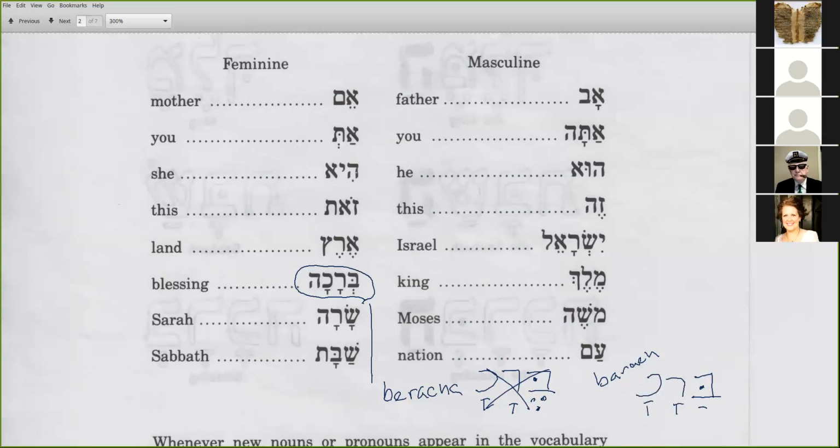Which is not the way it's written. So we know that's not right. So what this is simply "bracha." Okay, so in between the bet and the resh is this very slight sound. Very slight. Okay, so I hope that clears that up for you guys.